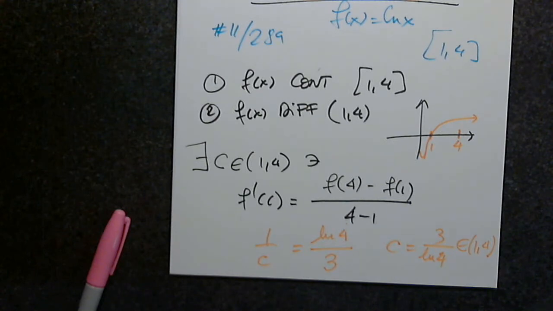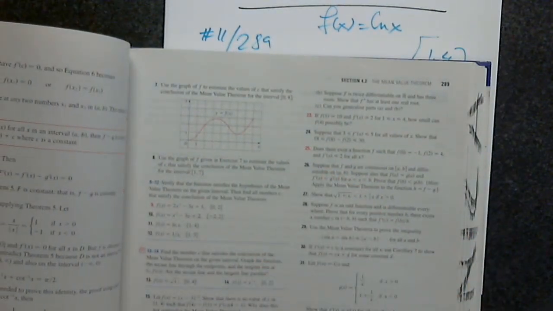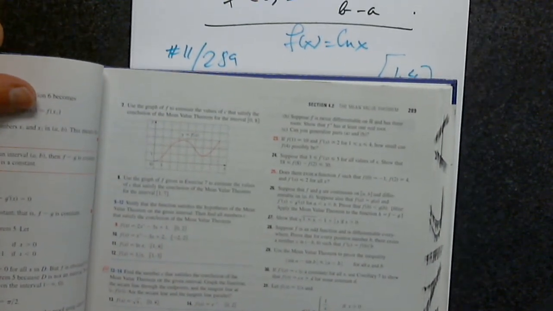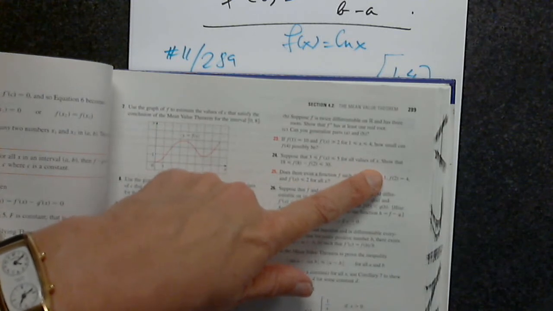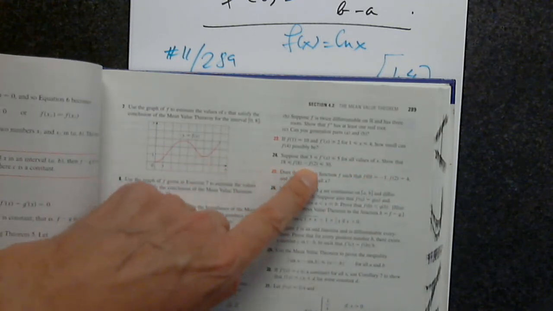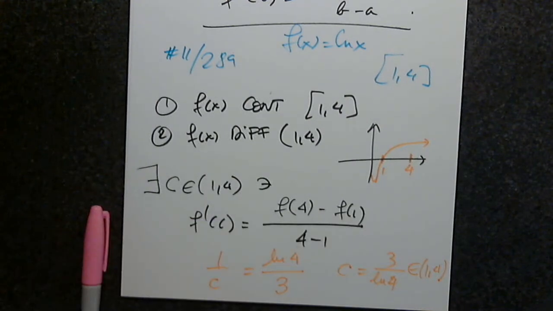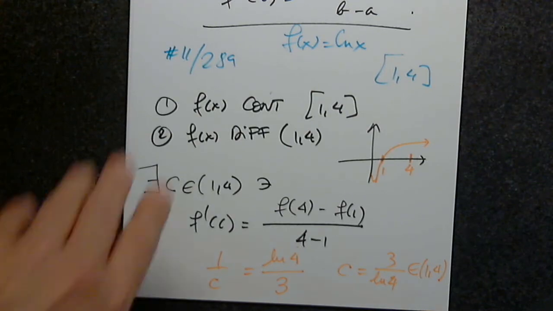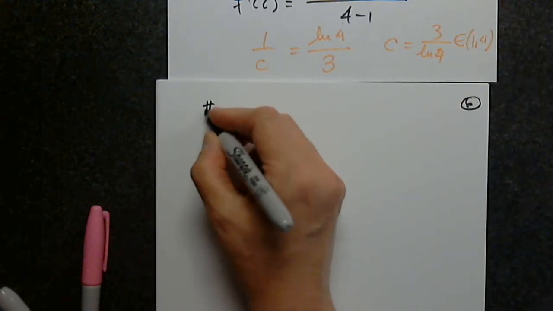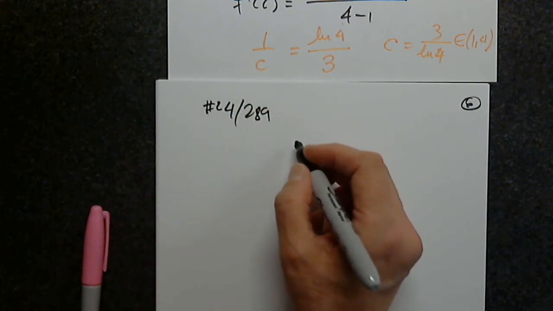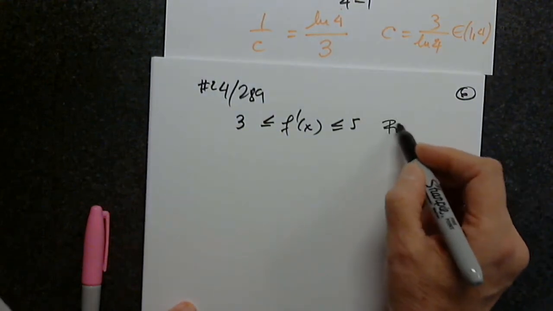Okay, I would like to look at an application of this. So let's read problem 24. Suppose that f prime of x is between 3 and 5 for all values of x. Show that 18 is less than or equal to this, less than or equal to 30. So let's copy what we have. This is 24 on page 289. So we are told that f prime of x is between 3 and 5 for all x.